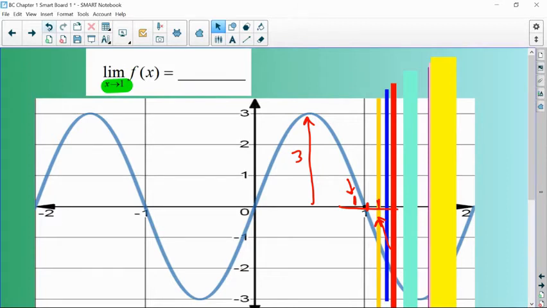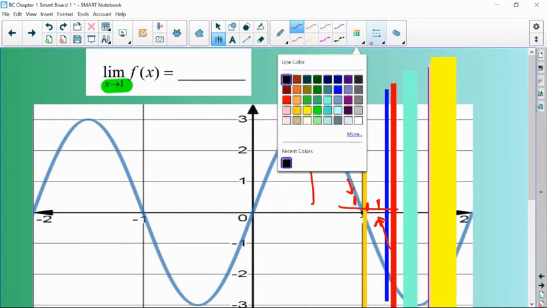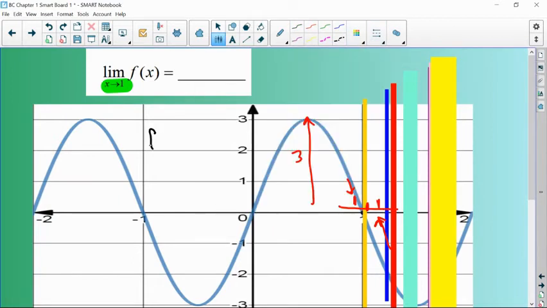But here's the thing. I really don't need to see that, because a limit doesn't ask you what is f of 1. It says what's happening as you get close to f of 1. So I want to make sure you realize that we're not looking for f of 1. Okay, that's a separate question. We're looking for what's happening as we get close to 1.